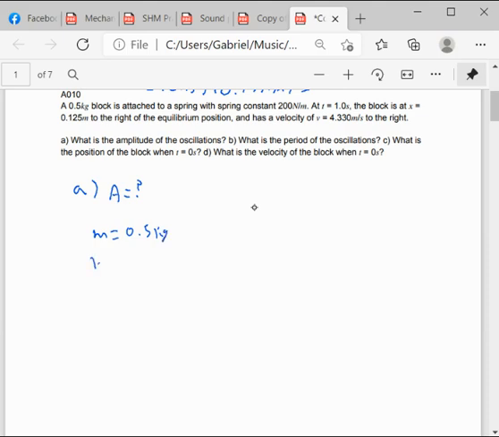We know the spring constant. So there's a few things we can already do knowing those two things. And what else do we know? We know we have some initial conditions. We know that t is equal to 1 second, the position is what I'm writing down, and we know that velocity is to the right as well, it's positive. So there's a few ways to find the amplitude.